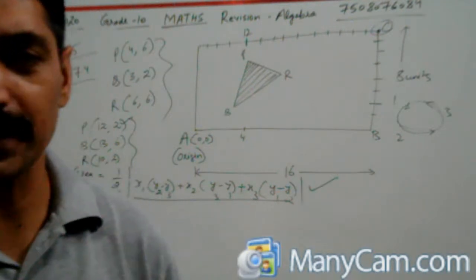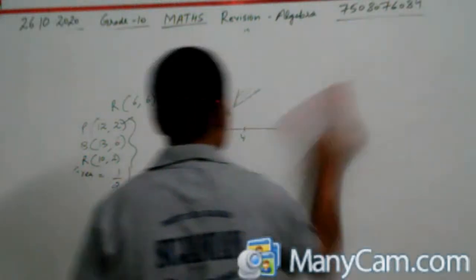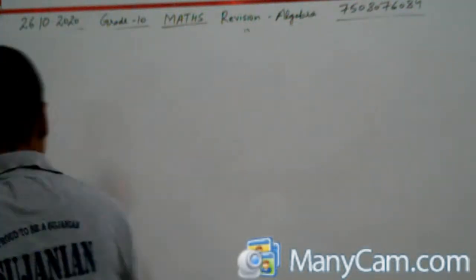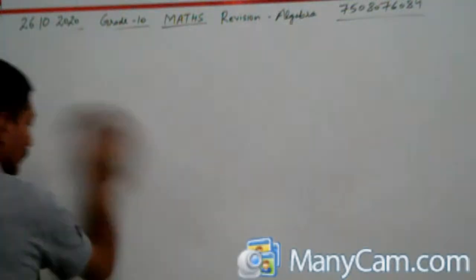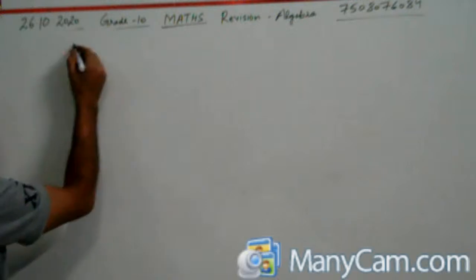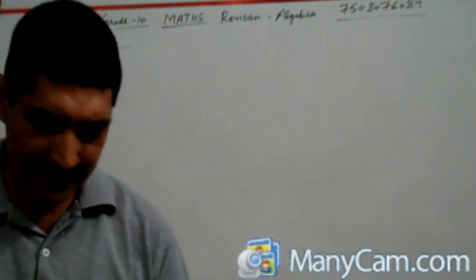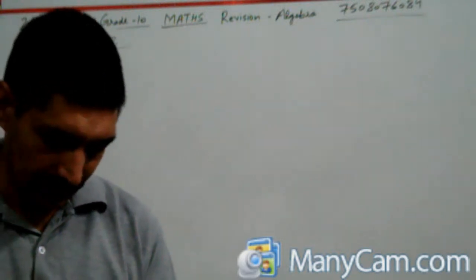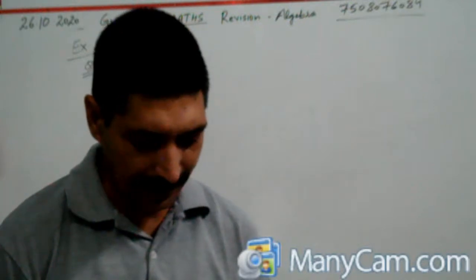Kavya is having doubt in question 15 of exercise 5.2. Exercise 5.2, question number 15. The statement is: for what value of n are the nth terms of the two APs equal?